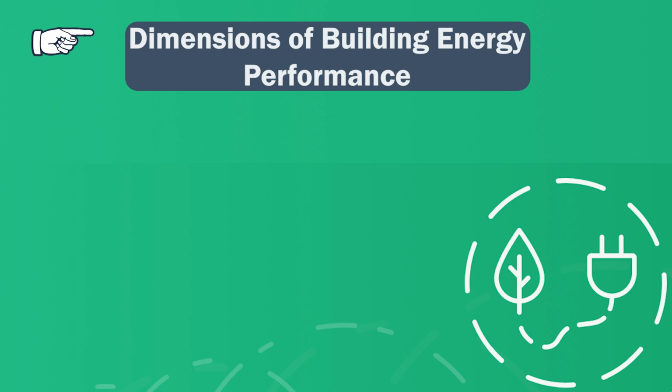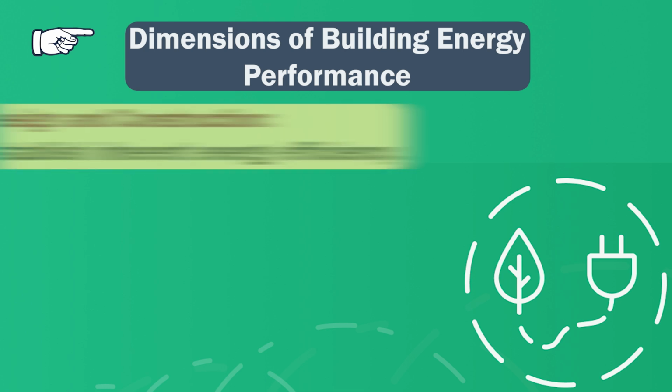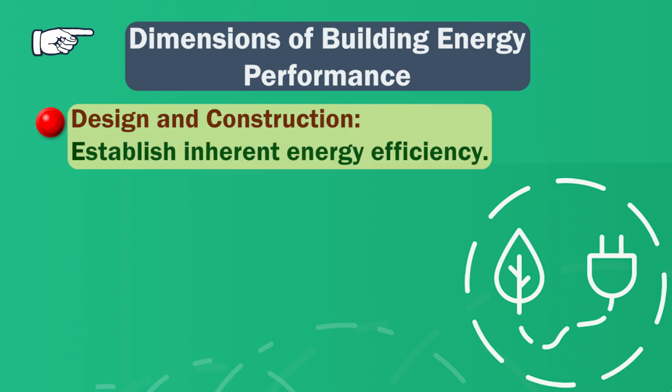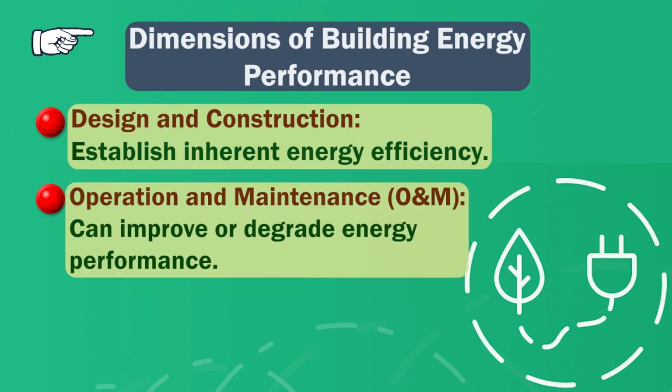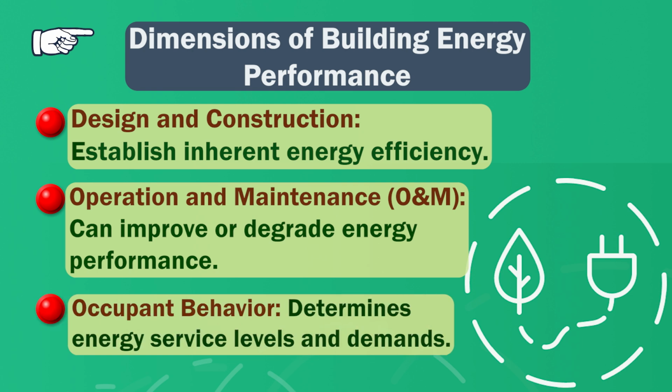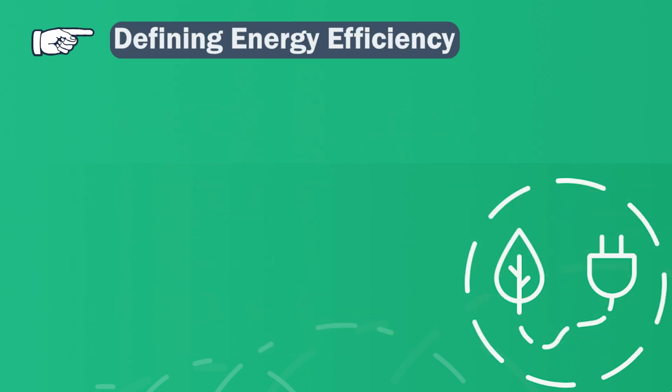Energy performance in buildings hinges on three dimensions: first, the design and construction phase, which sets the baseline efficiency; second, operational and maintenance practices, which can enhance or degrade the performance; and the third, occupant behavior, which dictates energy service levels. Managing this aspect effectively requires targeted EnPIs.